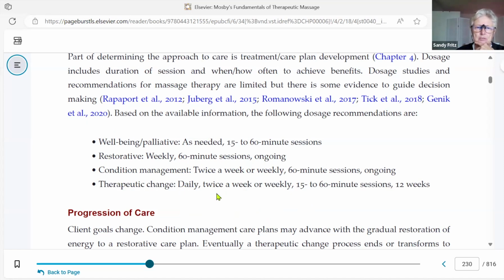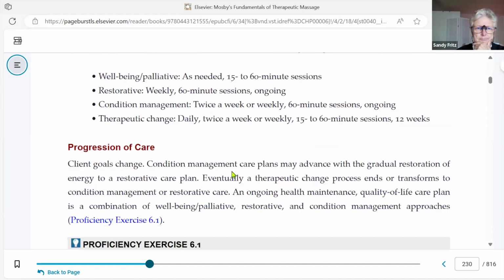The therapeutic change would be most likely in conjunction with an integrated system, like with a chiropractor or a physical therapist or some sort of a pain management team. Daily, twice a week, or weekly, but there's a definite beginning or end here. So there's usually a reevaluation in about 12 weeks. 15, 30, you can find a 30-minute session in here. So this gives you just an idea of what they call dosing.